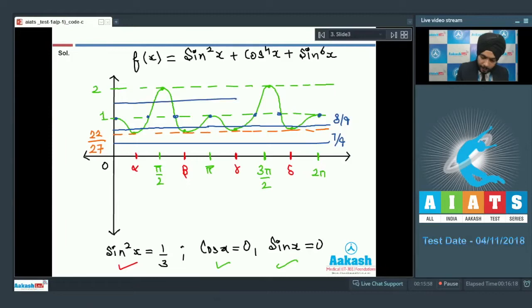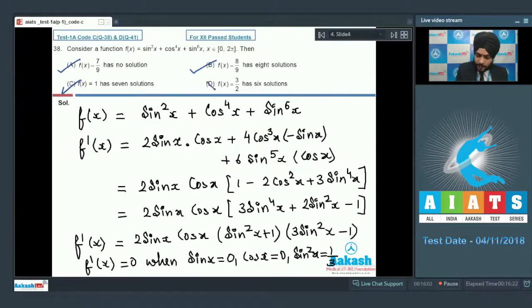3 by 2 is the exact midpoint. It has 4 solutions. Option number D is wrong. The final answer of question number 38 is option number A, option number B and option number C. ABC. Okay. Let us move on to 39.